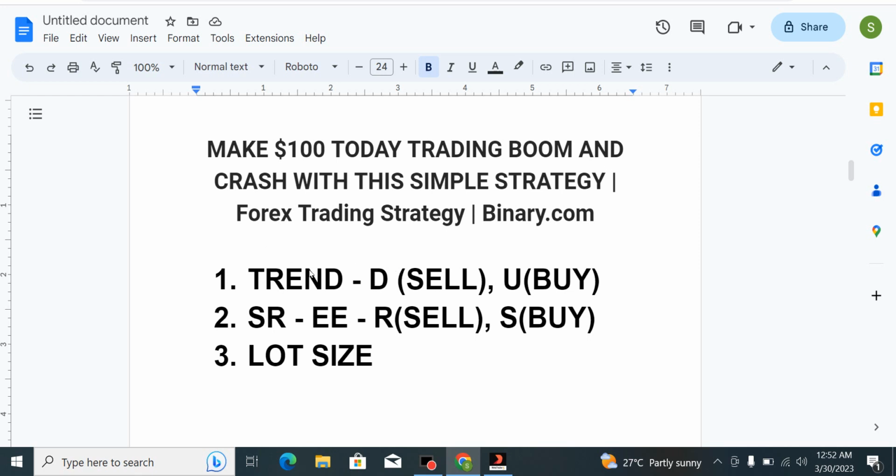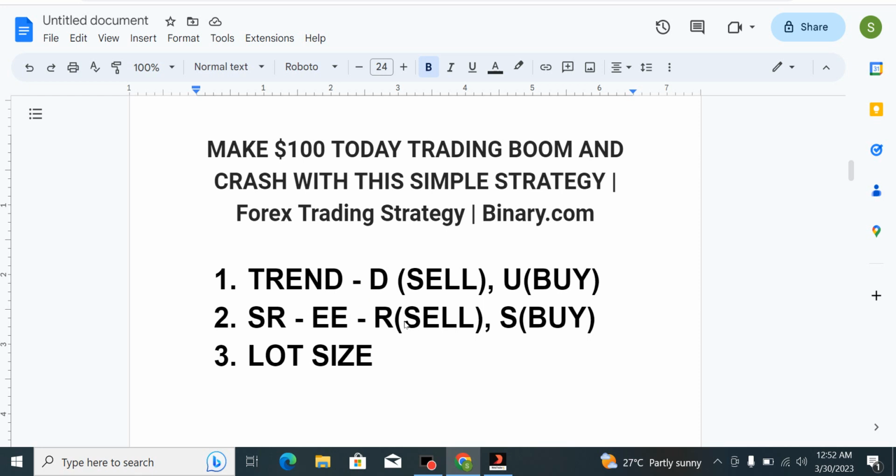Once we are sure of the trend, then definitely we will know when to sell and when to buy. You only buy when the market is on an uptrend, and you don't buy when the market is on a downtrend. You only sell when the market is on a downtrend. Then we'll also be considering the support and resistance zone, because this will help us to know the entry point and the exit point.